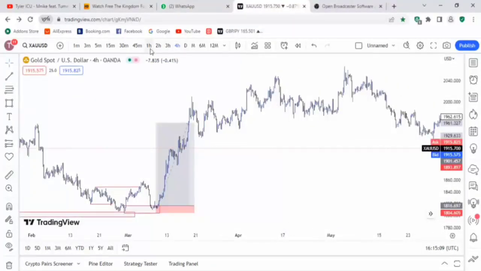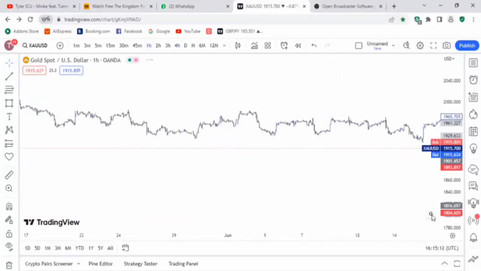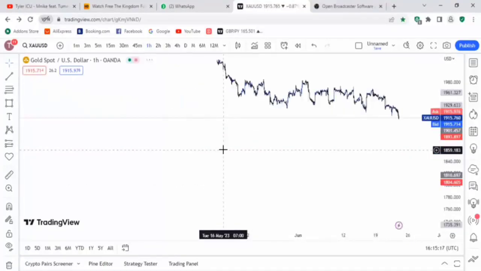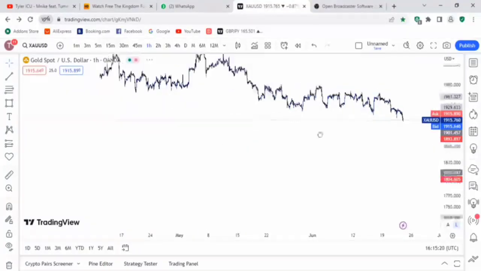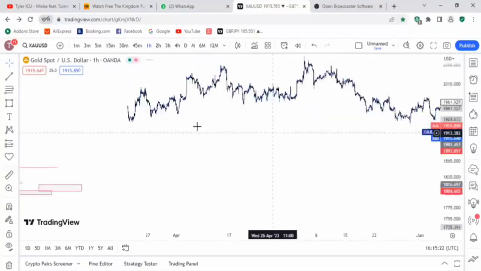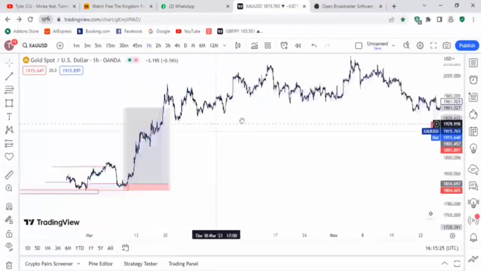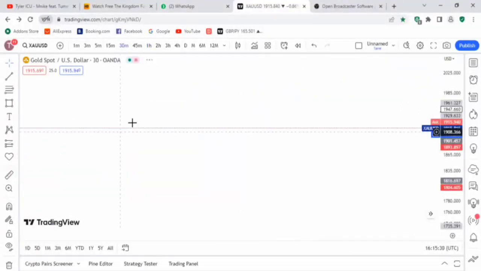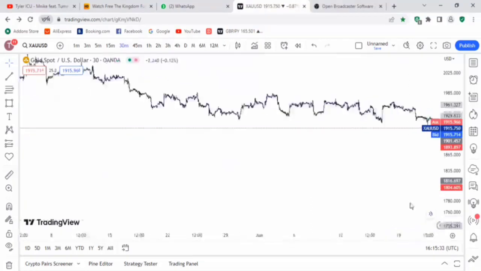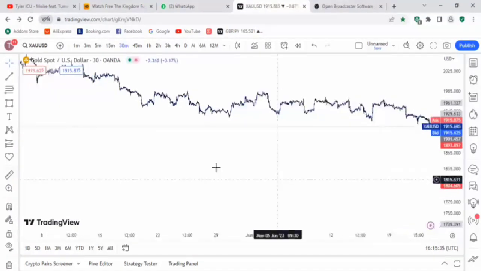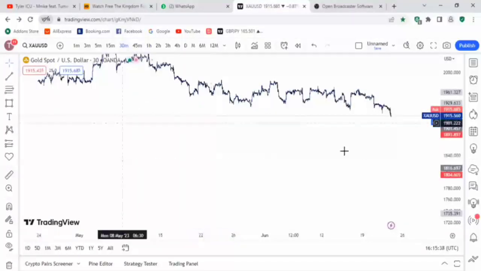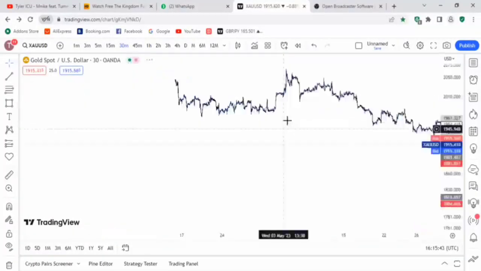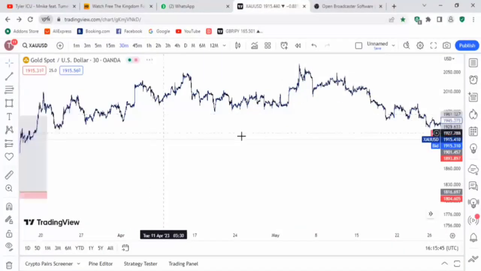Allow me to go back to a smaller time frame, and see what was happening before. Allow me to switch to the 30 minutes time frame. If you know the overall trend of a certain pair, you need to be flexible with the time frames. Don't just stick to one time frame, maybe a bigger time frame, because you might miss opportunities in a smaller time frame.